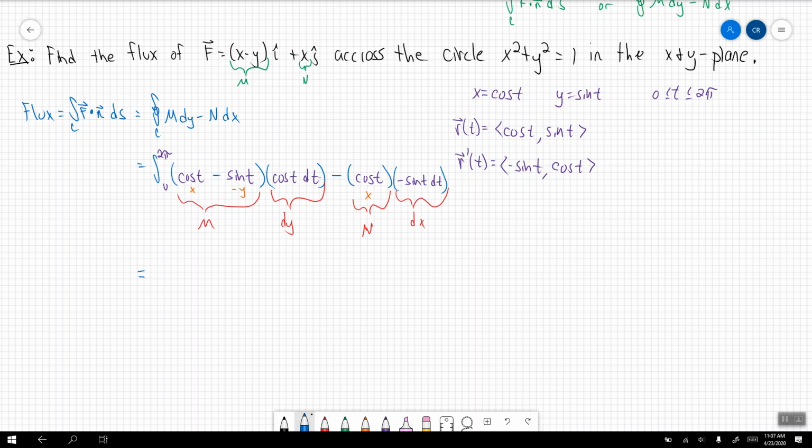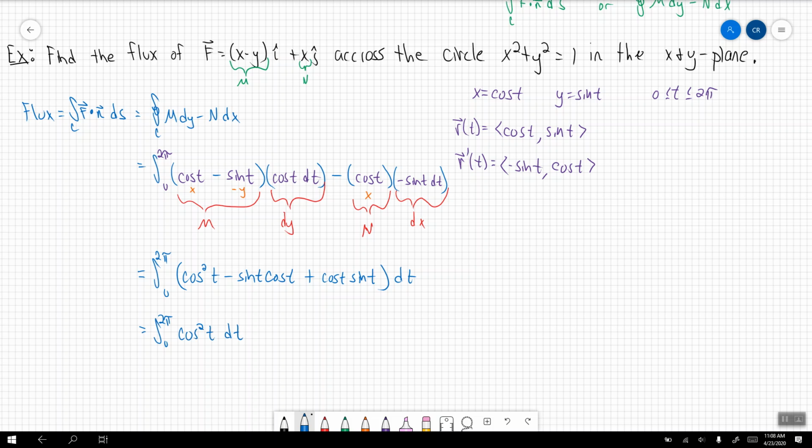So if we clean this up just a little bit more, from 0 to 2 pi, I'm going to distribute everything that I can. So I'm going to get cosine squared t minus sine t cosine t, and I'm going to factor out this dt all the way to the end. And then I'm going to have here minus and minus, that's going to be a plus, that's going to be cosine t sine t, and this is all going to be dt. Which is really nice because this is just, again, 0 to 2 pi of cosine squared t dt.